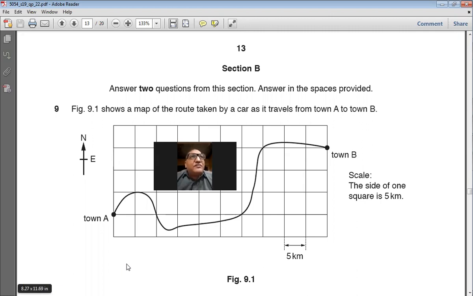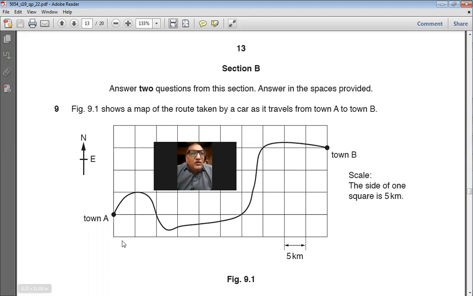This is section B. This is the May-June 2019 2-2 paper. You can see: answer two questions from this section, answer in the space provided. Question number 9, figure 9.1 shows a map of the route taken by a car as it travels from town A to town B. Here we have town A, here we have town B. The north is in the upward direction and the east is this way. Each square here, approximately 1 centimeter, represents 5 kilometers.